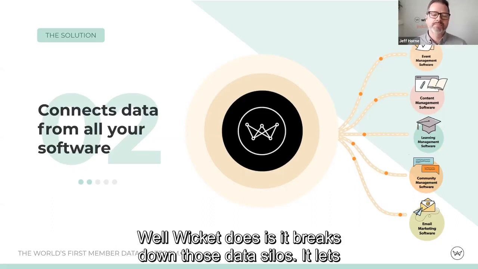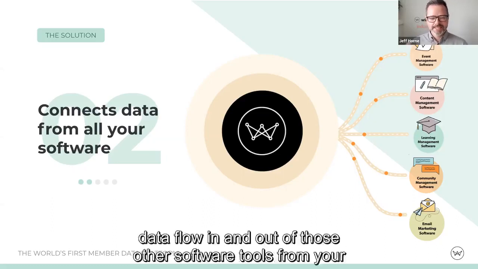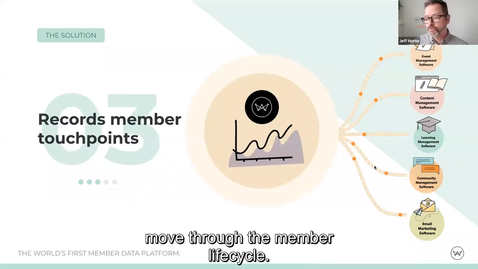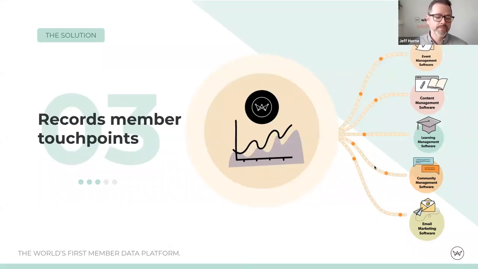What Wicket does is it breaks down those data silos. It lets data flow in and out of those other software tools from your core member data, so you can continue to trust it as you move through the member lifecycle.